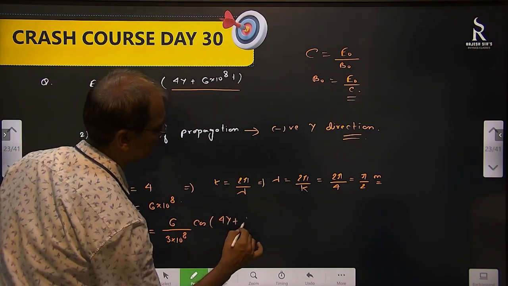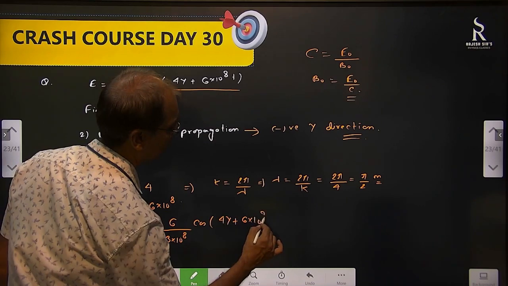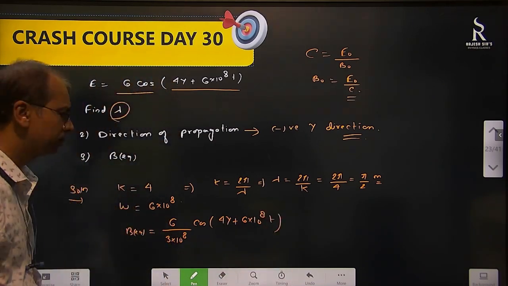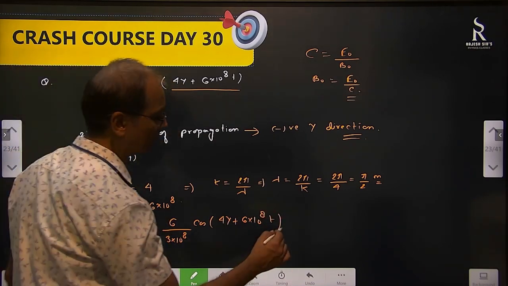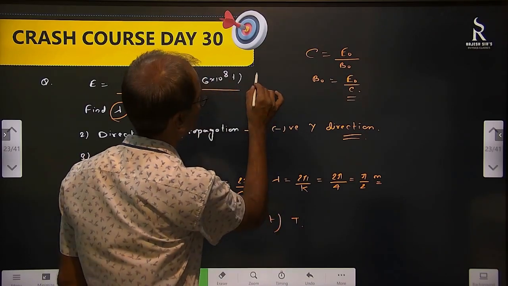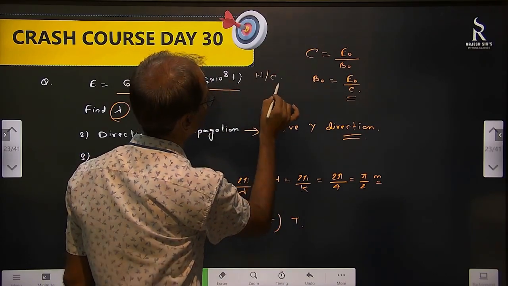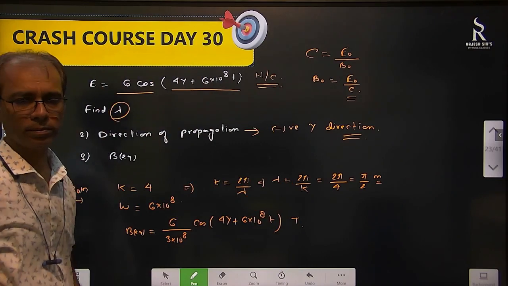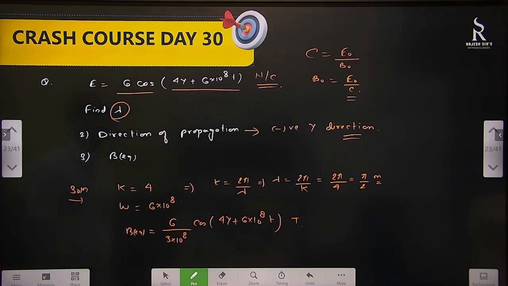4y plus 6 into 10 to the power 8. That's all over. Unit will change. Obviously, this will be Tesla, and this has to be Newton per coulomb or volt per meter. Okay, right?